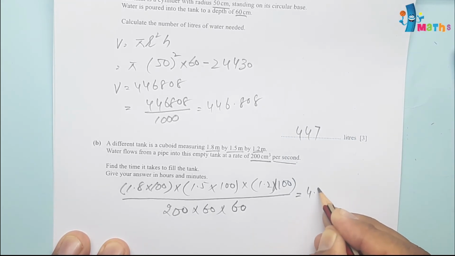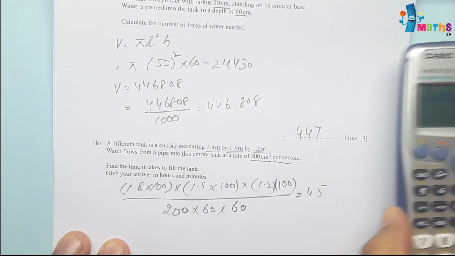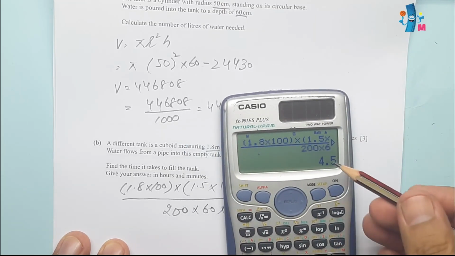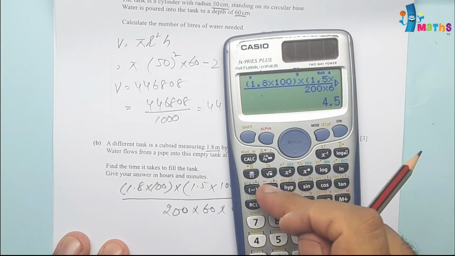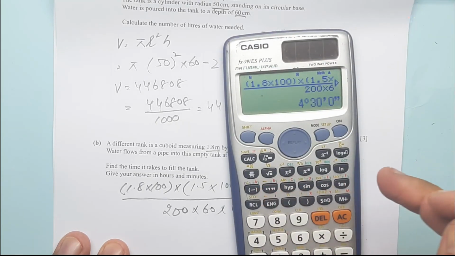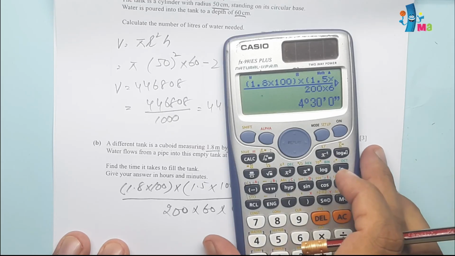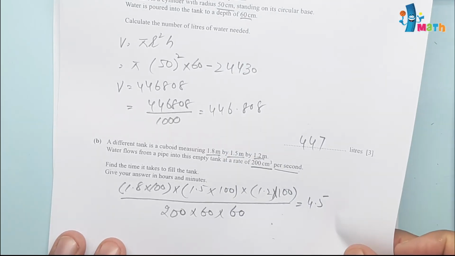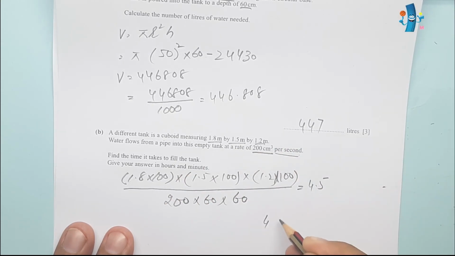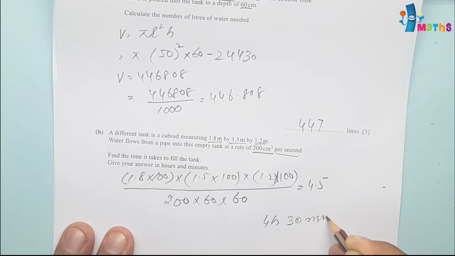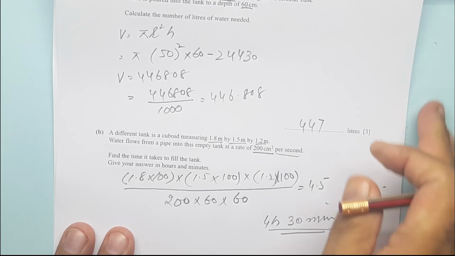So this is equal to 4.5, but we need hours. So after getting this 4.5, we'll press the time button, this one. If we press the time button, we'll get 4 hours and 30 minutes. So we will mention here 4 hours and 30 minutes. This will be our answer.